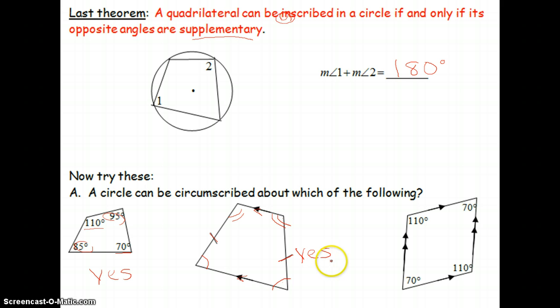And now our last example, we've got a parallelogram as given by two pairs of opposite sides parallel. And we do notice that our opposite angles here are congruent rather than supplementary. So in this last example, the answer is no.